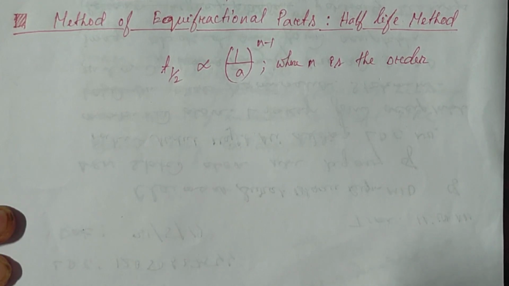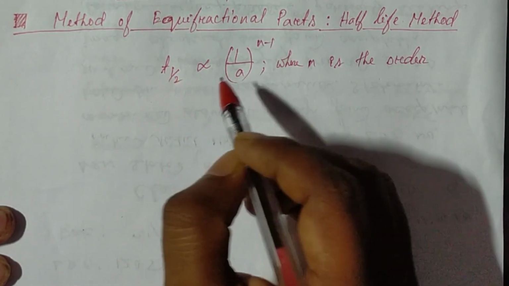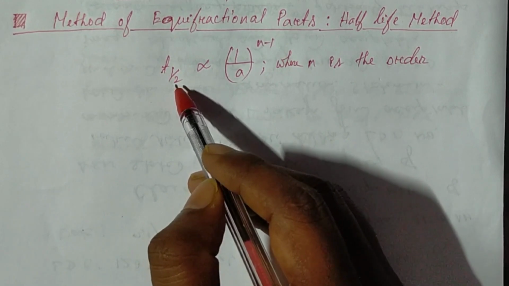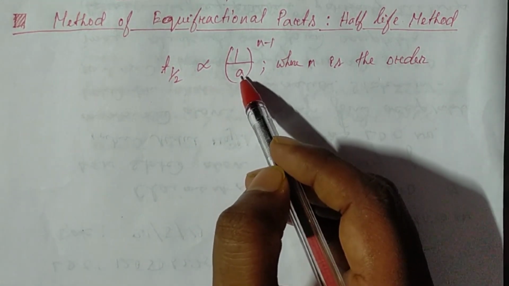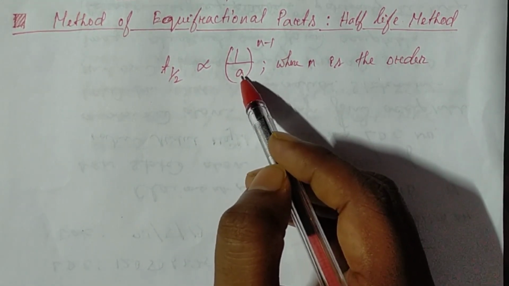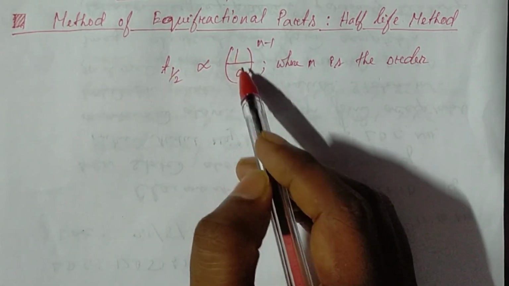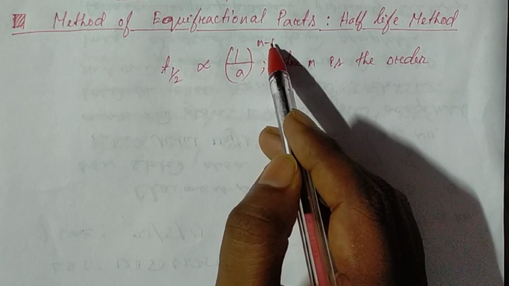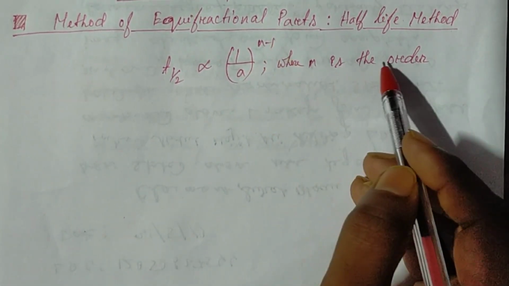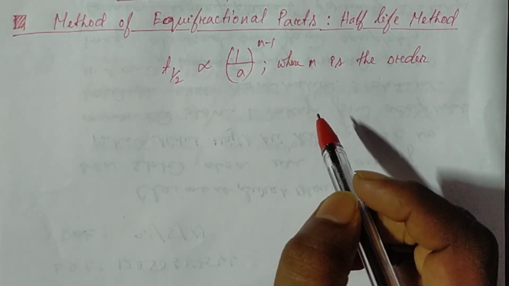Now I am going to discuss the method of equifractional parts, the half-life method. So for that, as we know, the relation between half-life time and amount of reactant is: t half is directly proportional to 1 by a whole to the power n minus 1, where n is the order.